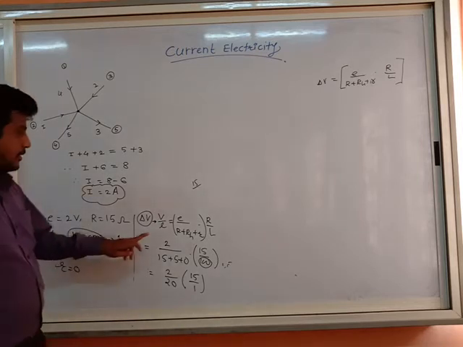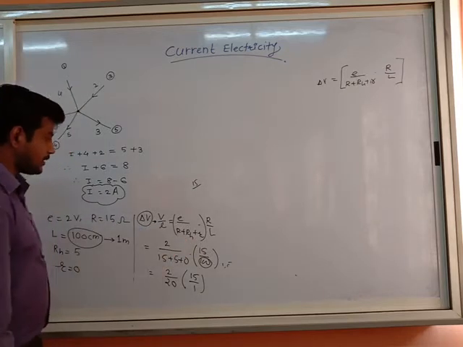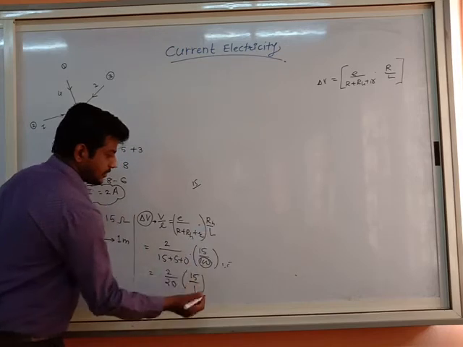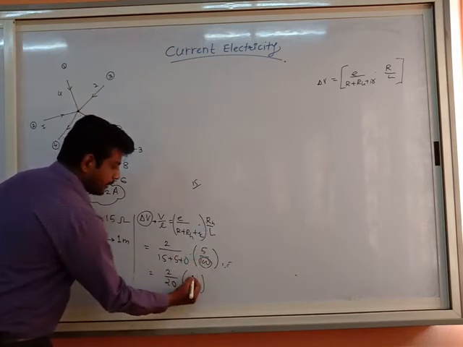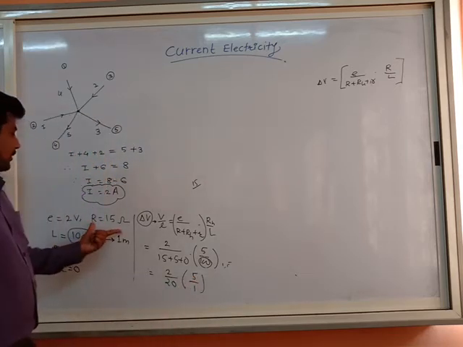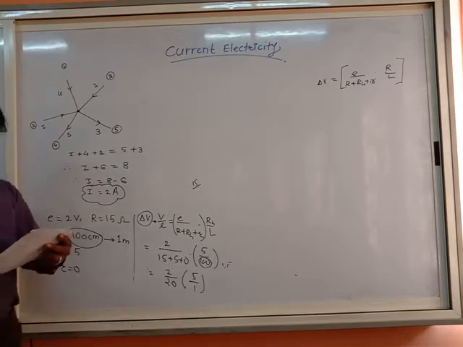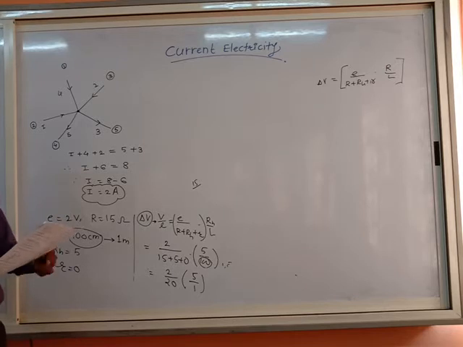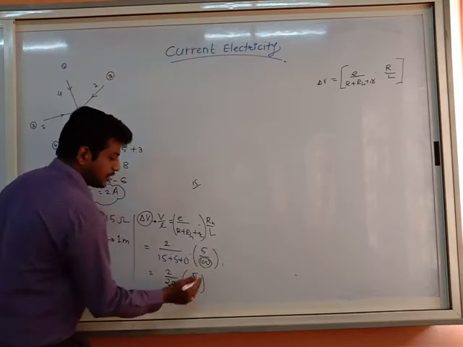Resistance R plus RH, resistance of potentiometer. This is resistance of potentiometer. It is 5. What is 15? 15 is said to be potentiometer of length 15 centimeter, whose resistor is 15 ohm, connected in series. The resistance of potentiometer wire is 5 ohm. So this is the resistance of potentiometer, 5.